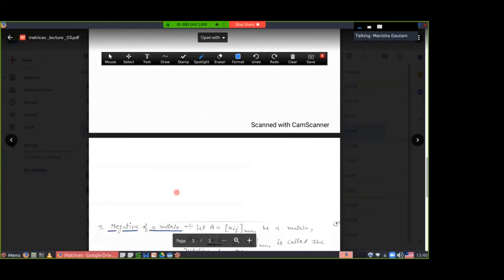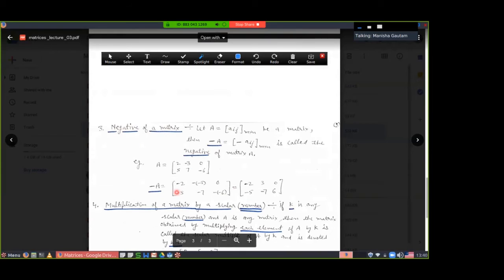Now next is the third operation, negative of a matrix. How to calculate the negative of a matrix? Let the matrix A be given to you, A equals Aij with order m by n. Then minus A is equal to minus Aij. It means each and every element is multiplied by a minus sign. The order of the matrix will be the same, m by n. This is called the negative of matrix A. Now you can take here matrix A: 2, minus 3, 0, 5, 7, minus 6.